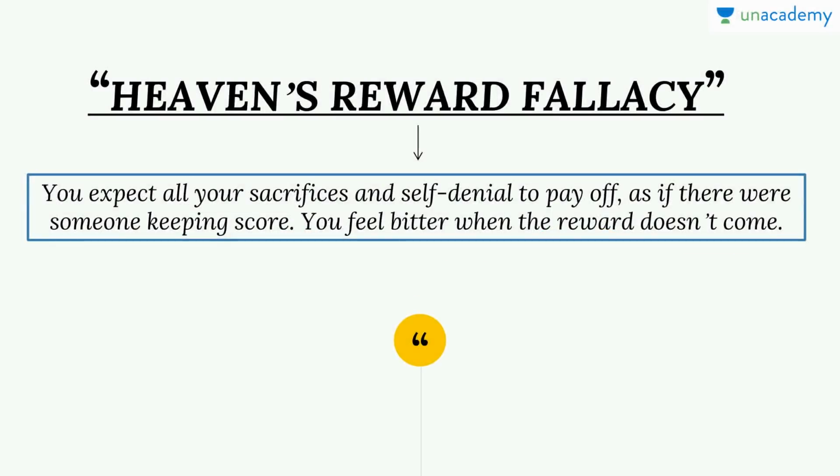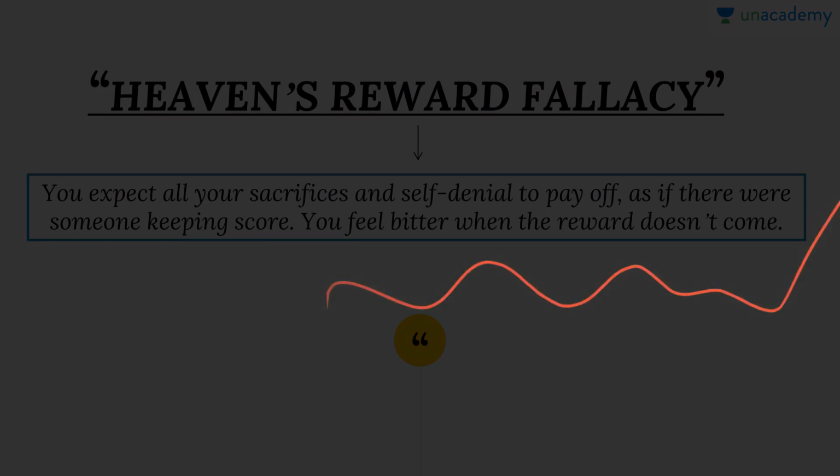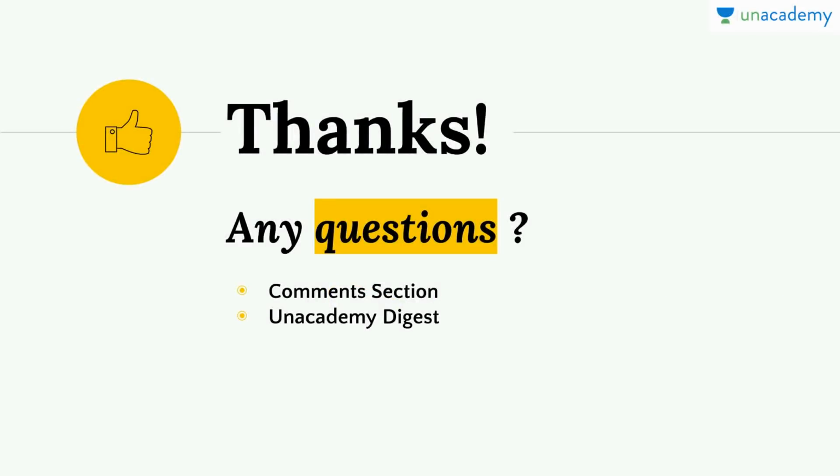The next word is heaven's reward fallacy. You expect all your sacrifices and self-denial to pay off. You feel that somebody must have been keeping score of them. You feel bitter when the reward doesn't come. So you do anything just for getting something back in return. So these were the styles of distorted thinking discussed.